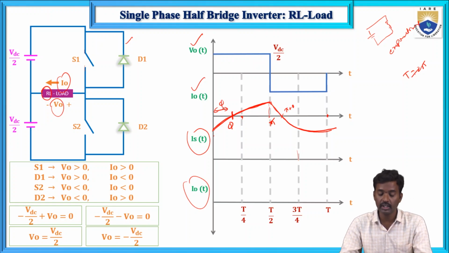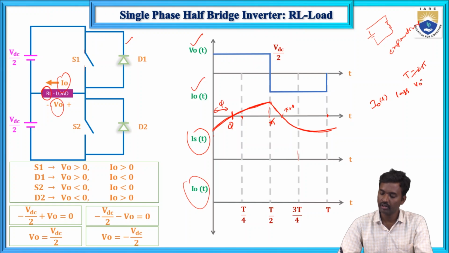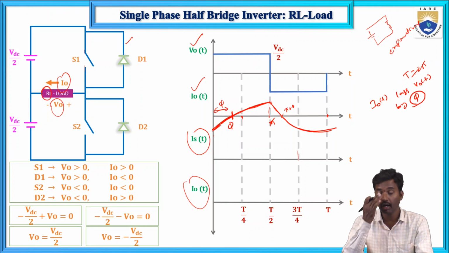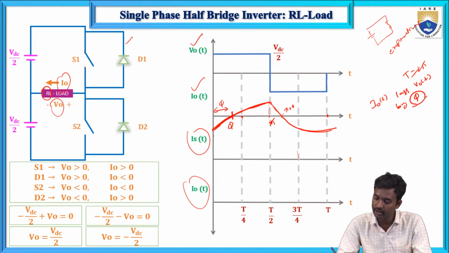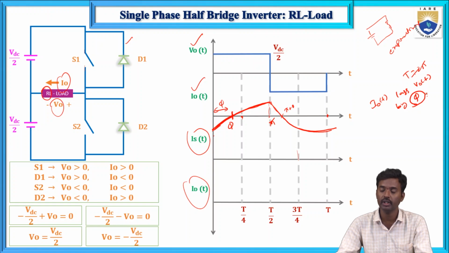So now here this output current I naught of t lags the voltage V naught of t by phi angle. So this is the phi angle. So now here, in the case of a pure inductive load, that is pi by 2. So that is a triangular waveform.